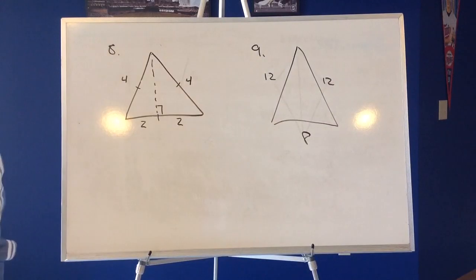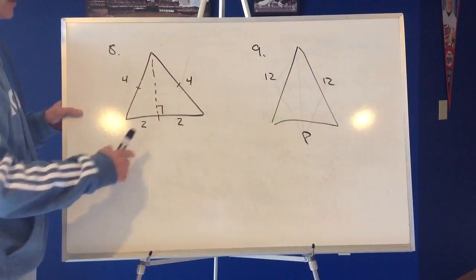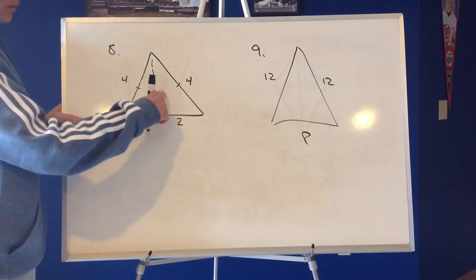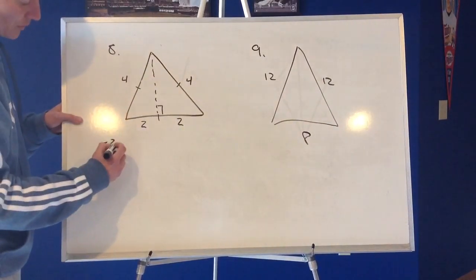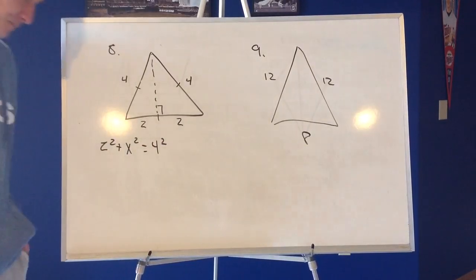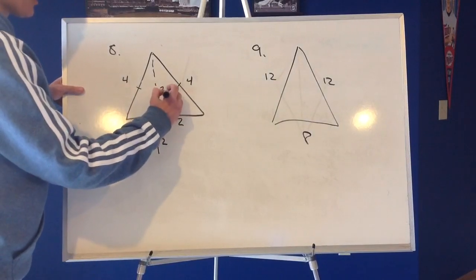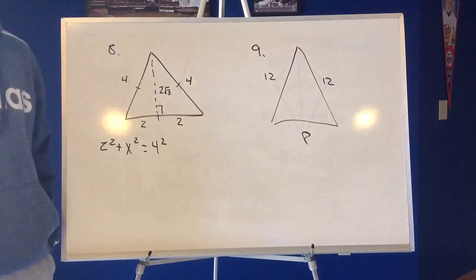You kind of have your option now. Most kids will use Pythagorean theorem here to find the height. So you have a 2. You're looking for that in 4, so you do 2 squared plus my x squared equals 4 squared. Okay, when you do that and you simplify this, you're going to end up getting 2 square root of 3 for the height.